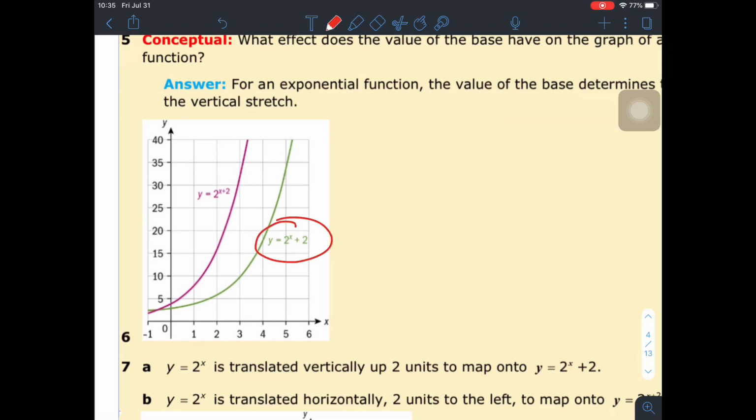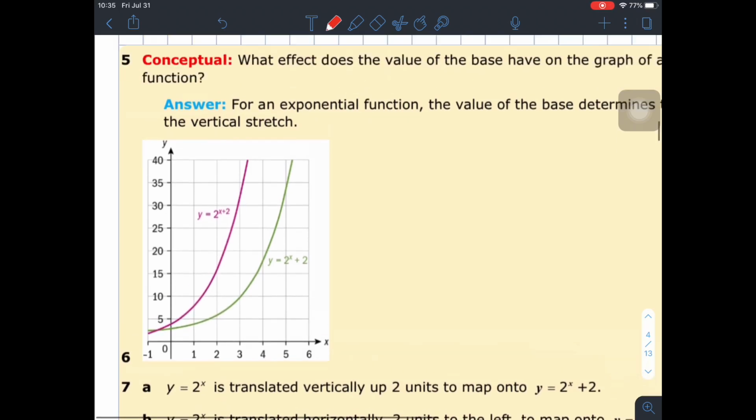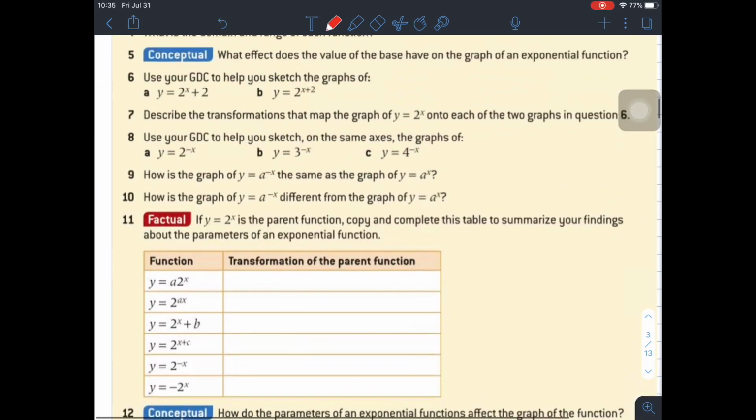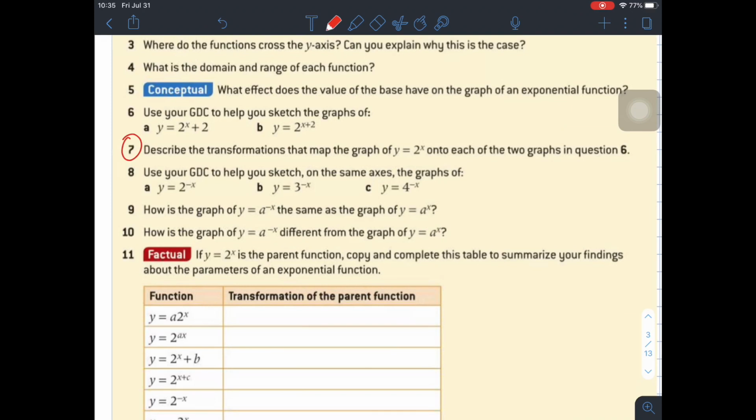And in this case, y equals 2 to the power of x plus 2, you see that this function shifted 2 units up. You see that instead of having the y-intercept at y equals 1, the new y-intercept is at y equals 3, okay? So that would change some things a little bit. Let's go to number 7. Number 7, describe the transformation that maps the graph y equals 2 to the power of x onto each of the graphs in question 6.